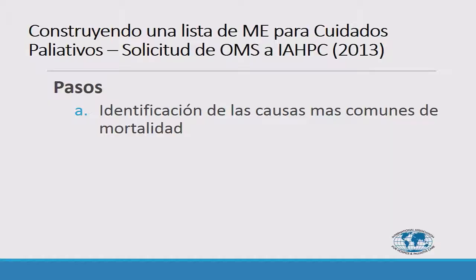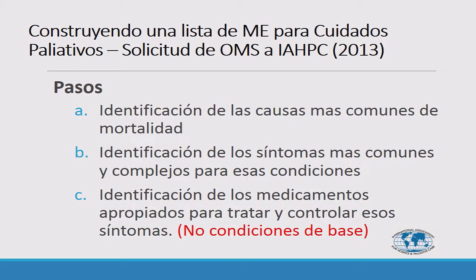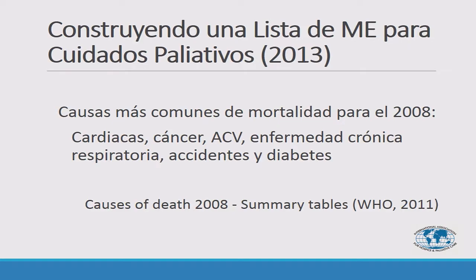In that process, we developed the following steps. We identified the most common causes of mortality. We identified the most common and complex symptoms for those conditions with high mortality, and we also identified the appropriate medications to treat and control those symptoms, not the underlying condition. We only focus on the symptomatic treatment, and we're just talking about the physical part, and of course some psychological symptoms.